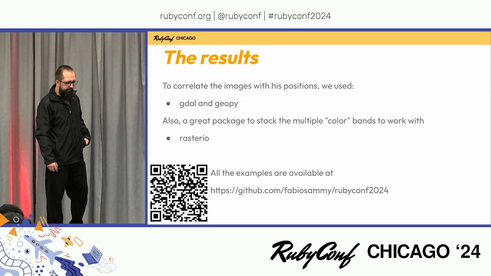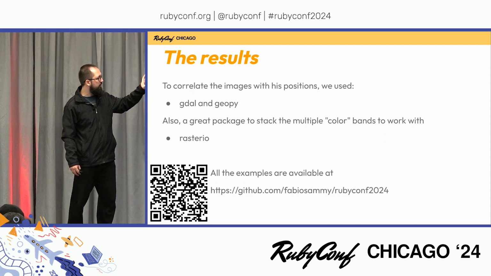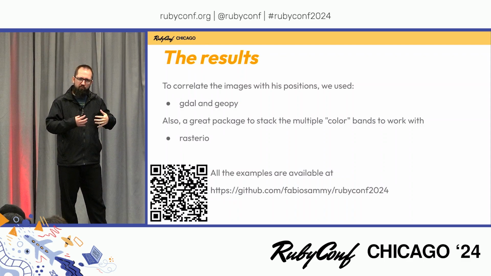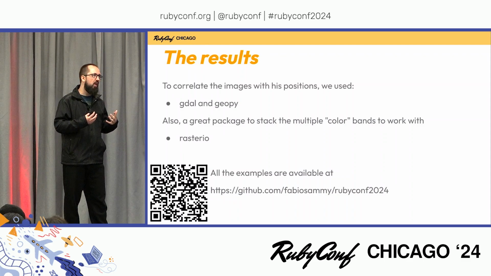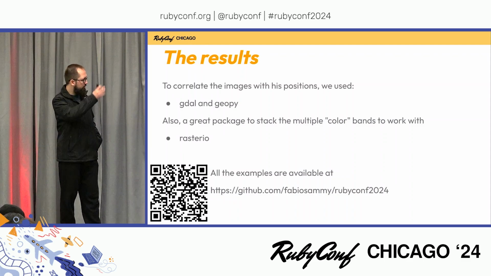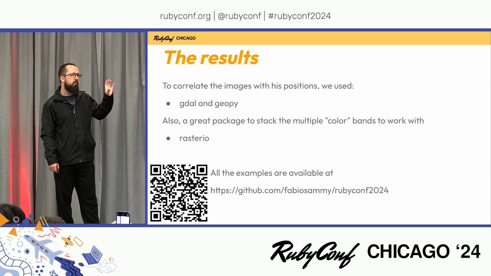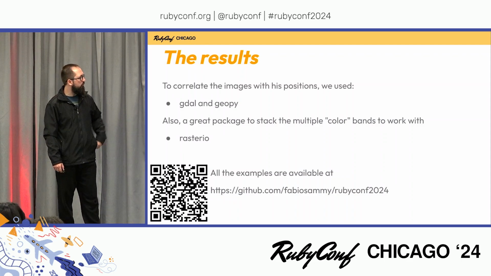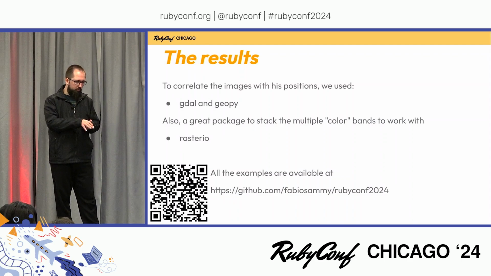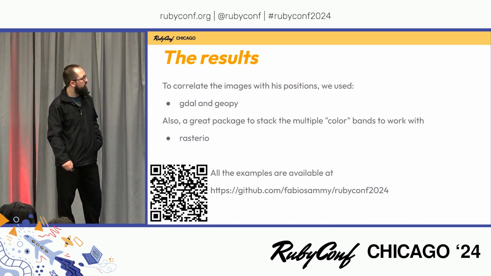Also, to correlate the image and its positions, we are using two other packages called GDAL and GeoPy. We have both. We have similar packages, similar gems, that can be used in Ruby, but it's not like what we have in the Python world. And also a great package to stack these multiple color images, we use rasterio.